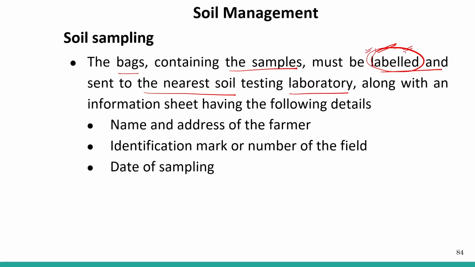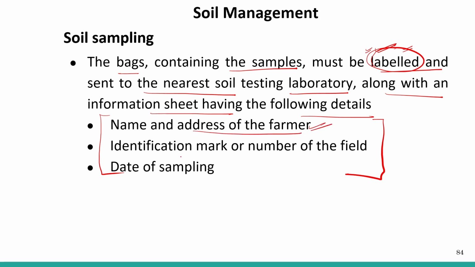So labeling is important, along with an information sheet having the following details. So these details must be there, okay, along with the labeled sample: name and address of the farmer, identification mark and the number of the field. So every field has its number.